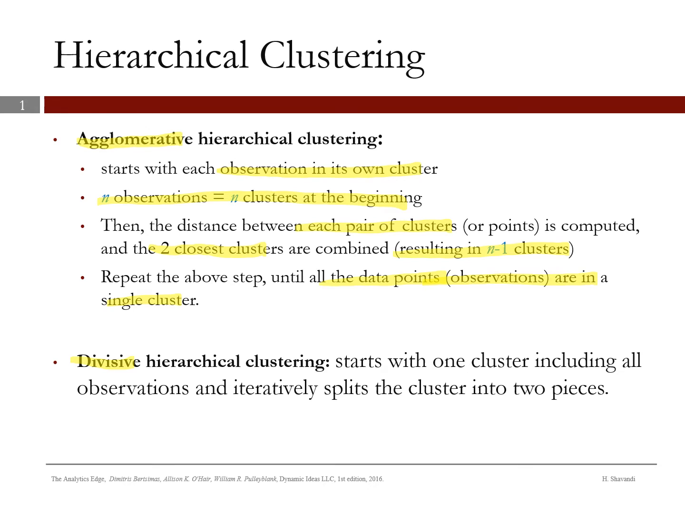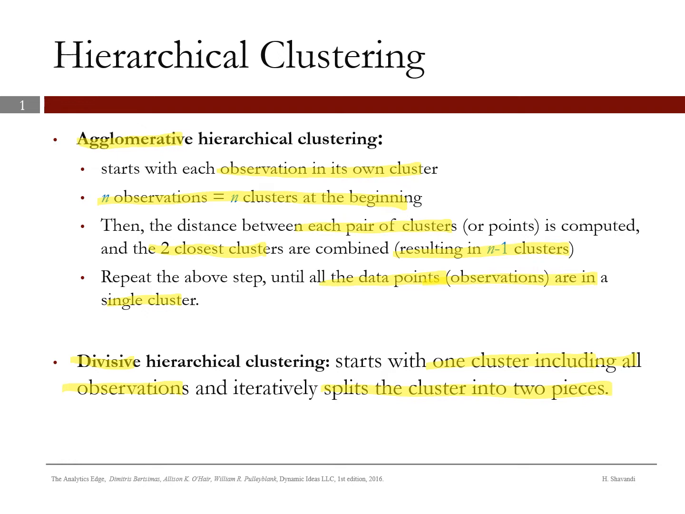Divisive is in the opposite direction of the agglomerative. Here we start with one cluster at the beginning, including all observations or data points, and then iteratively we split the cluster into two pieces. This is how it works. In our course and in lecture 9, we're not going to cover the details of the divisive method, so we will have just the agglomerative hierarchical clustering in the category of hierarchical clustering methods.